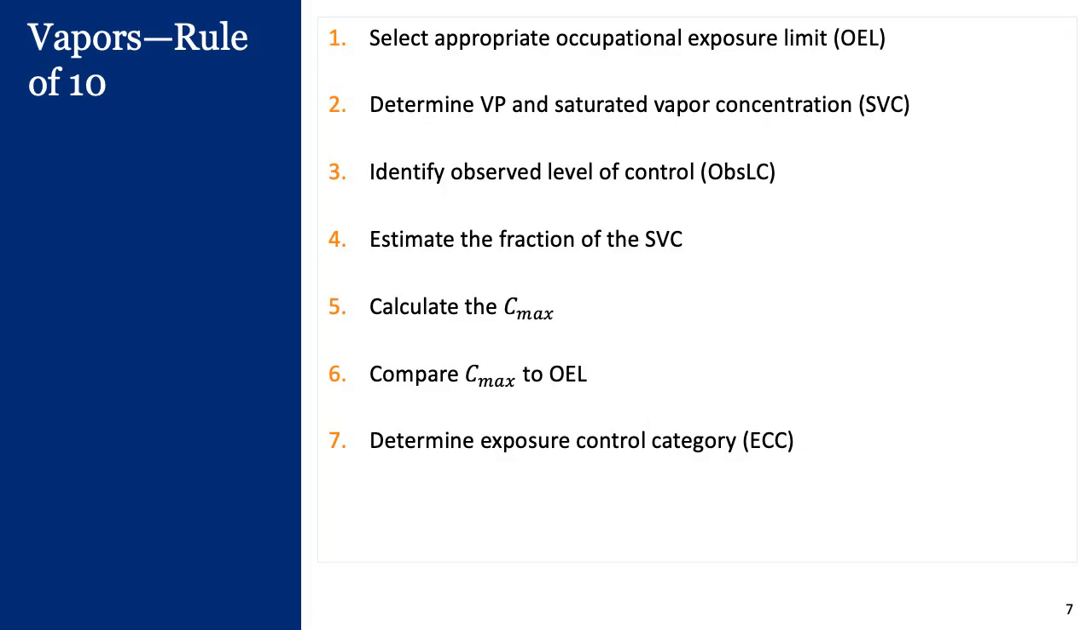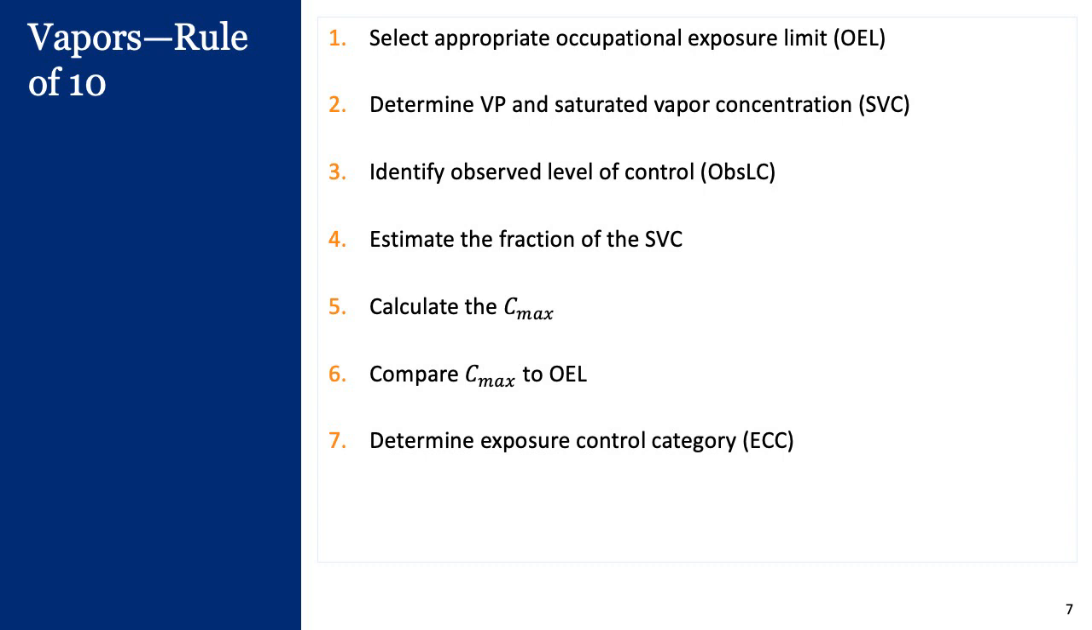So how do we apply this rule of 10? We first select an appropriate occupational exposure limit, or OEL. We determine the substance's vapor pressure and saturated vapor concentration. That second step is actually pretty straightforward, because we know from the chemical properties of a substance such as benzene what its vapor pressure and saturated vapor concentration are.